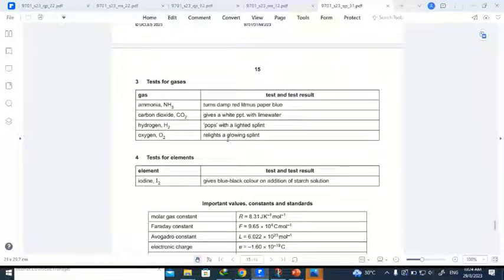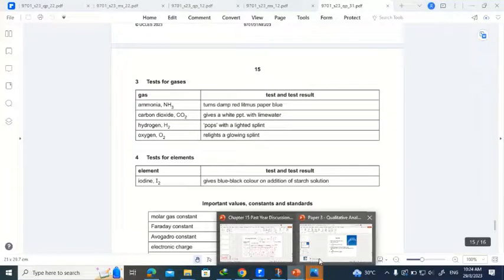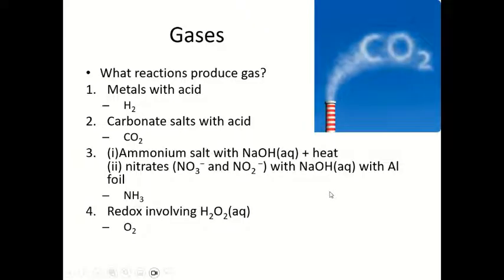Now, in this table, there are only four types of gases that you will be required to identify. First one is ammonia, second, carbon dioxide, third, hydrogen, and the fourth one is oxygen. So I'm going to show you what type of reactions are going to produce these four types of gases. Now, the first one, hydrogen gas. In what kind of reactions will produce hydrogen?